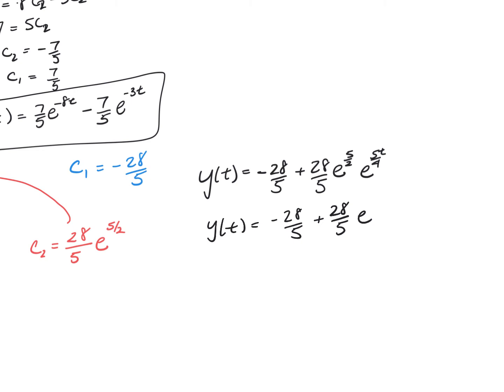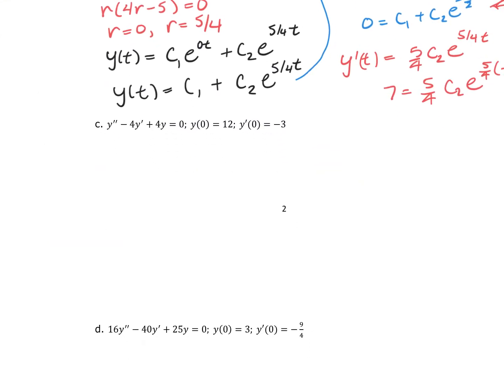raised to the, let me see if I've got all my, I've got 5/2 plus 5t over 4. And I guess I could write this if I really wanted to. I could write this exponent as 10 plus 5t all over 4. And this should be a 4 right there, if I wanted to. I'm not going to. Let's take a look at our next example here.